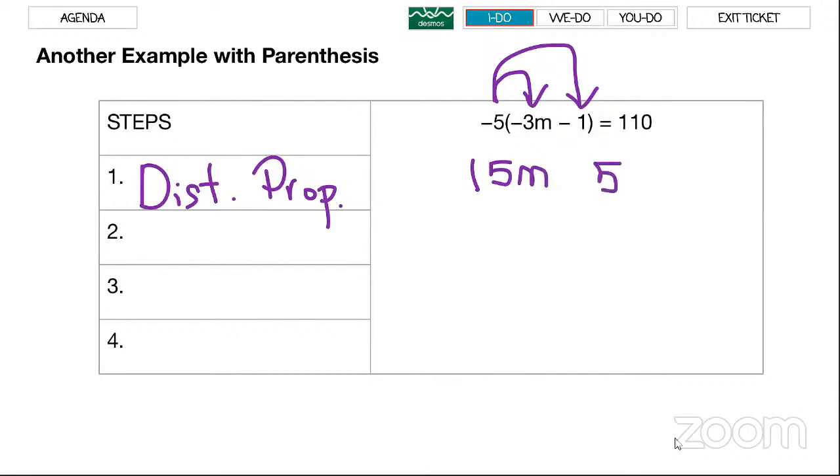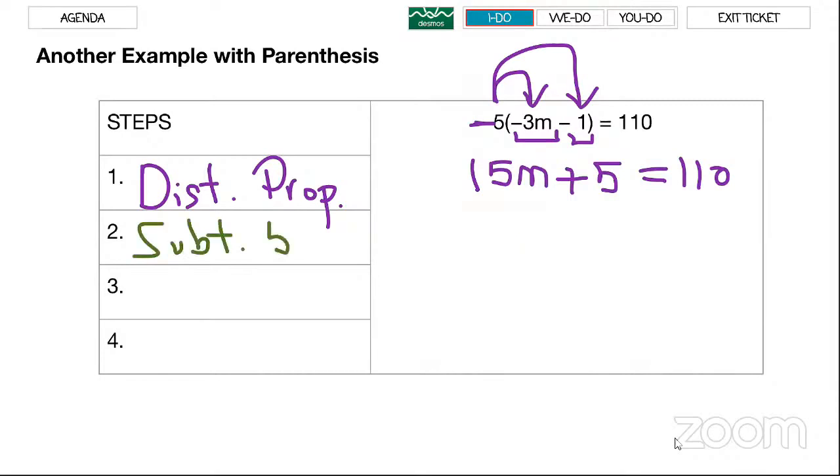Now let's take care of the sign. Because there is a negative sign in front of the parentheses, it's a negative 5, everything inside changes, so negative 3m will become positive. The first term is positive. Because in front of 1, there is a negative sign, so this becomes positive. So everything becomes positive because of the negative sign in front of the parentheses. And then just write everything down as it is. So it's equal to 110.